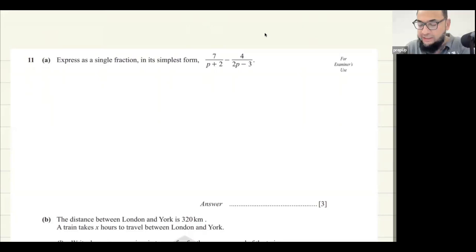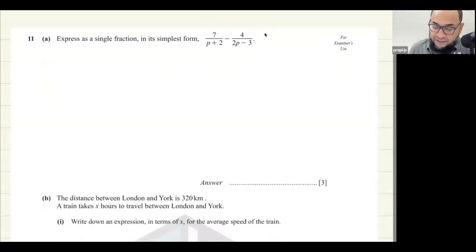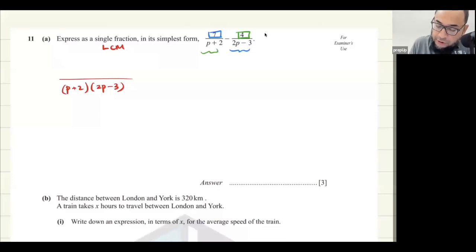So now let's look at this question. The question says express as a single fraction. So when we have to express as a single fraction, we have to take LCM. That is the first and foremost thing. So the LCM is p plus 2, 2p minus 3. This 7 will multiply with this. This 4 will multiply with this. So 4 into p plus 2. And then we have 7 into 2p minus 3.